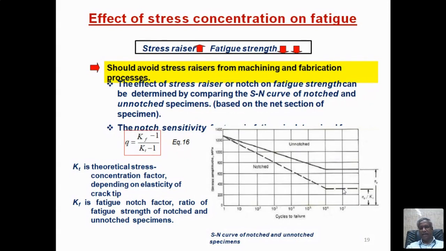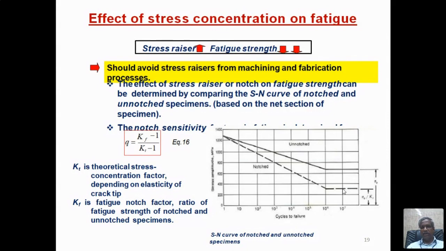If you see that S-N curve graph, the top curve is for the unnotched specimen. For the unnotched specimen you are getting a curve like this, which is a higher fatigue strength. You take 10 power 6 cycles. What is the stress? It is something around 600 megapascal.